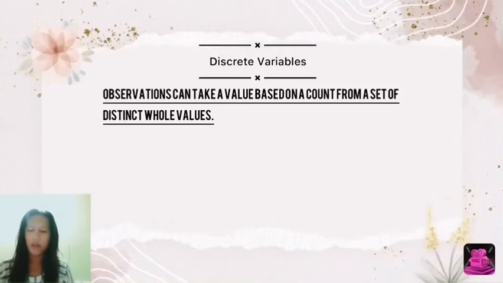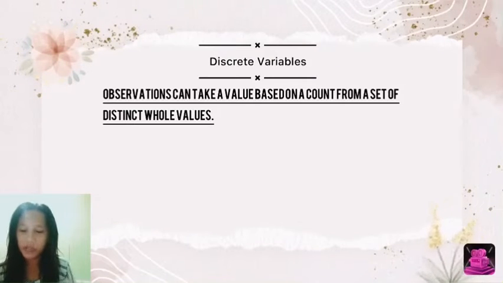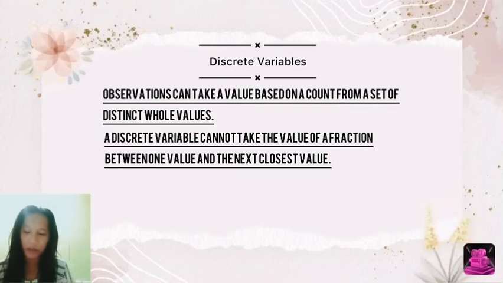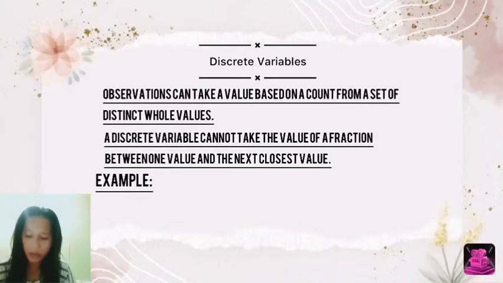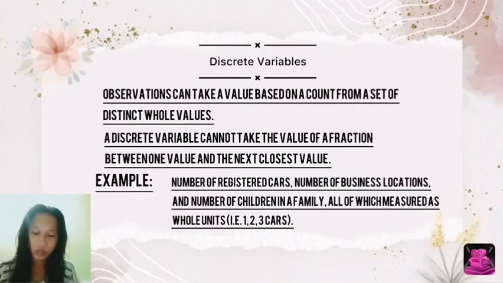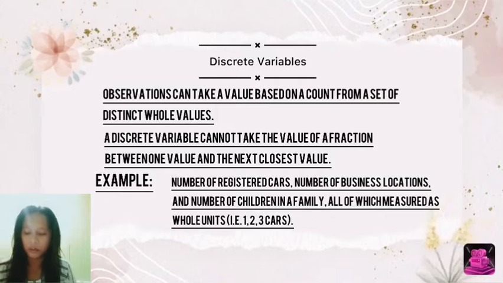Discrete variable. An observation can take a value based on a count from a set of distinct whole values. A discrete variable cannot take the value of a fraction between one value and the next closest value. Examples of discrete variables include the number of business locations and the number of children in a family, all of which are measured as whole units.